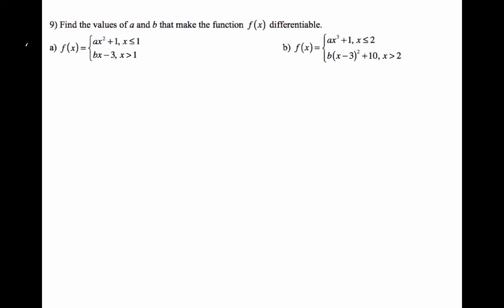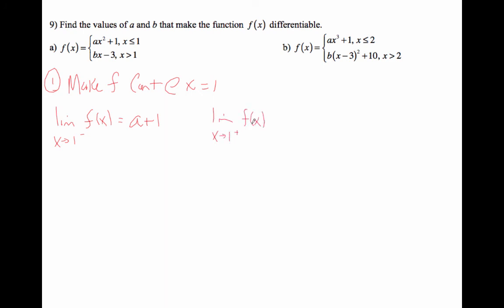So we'll start with continuity. That's the first step. I'll do 9a only, and then you can try b on your own. So step 1 is we've got to make f continuous at x equals 1. We'll start by taking our limits from either side of 1. When I plug in 1, I'm going to get a plus 1. The limit as x approaches 1 from the right, I am going to get b minus 3. So that means a plus 1 has to equal b minus 3.